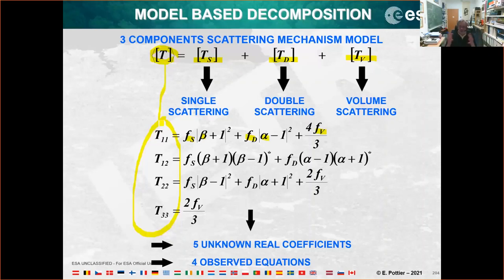So this is only a system. I just have to invert the system and reconstruct my unknowns. I have just a problem, in the sense that I have only four observed equations, which are given here by the four coefficients T11, T12, T22, and T33. I have five unknown coefficients to reconstruct. So in fact, I do not have enough observations to reconstruct my coefficients.